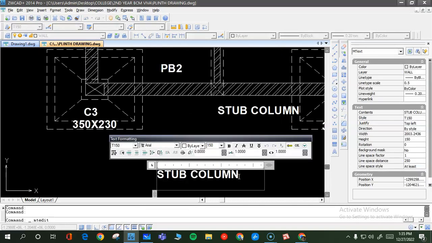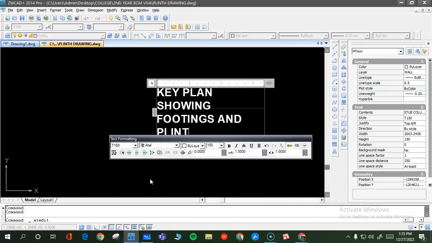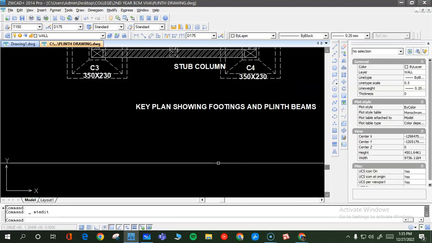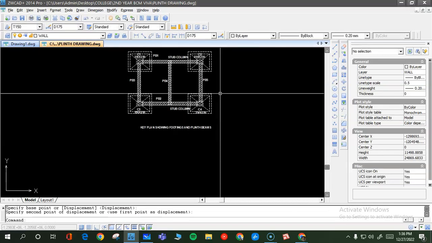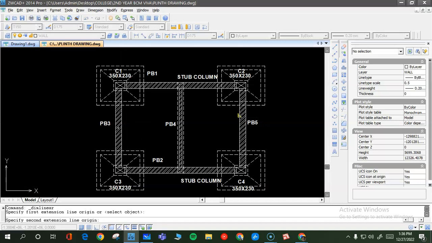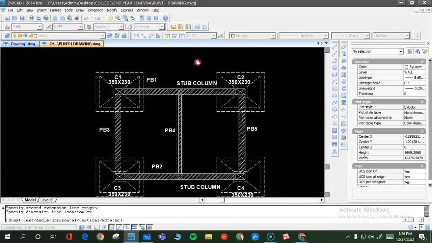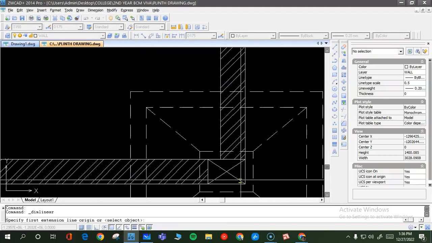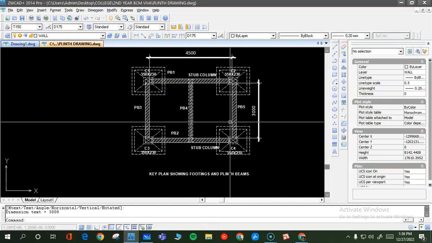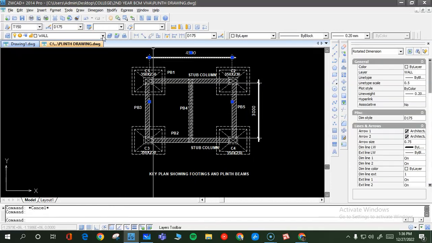So what you can say is here, key plan showing footings and plinth beam. Now it is important that you give some dimensions here. So you should give the inner dimensions of the room. For example, you can give this one dimension like 4500 by 3000. So they understand that you have followed the dimensions and you have written them accordingly.